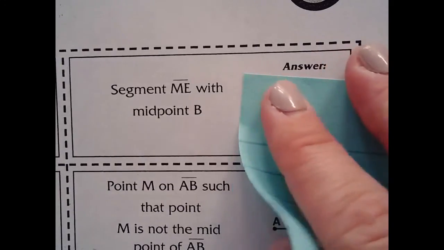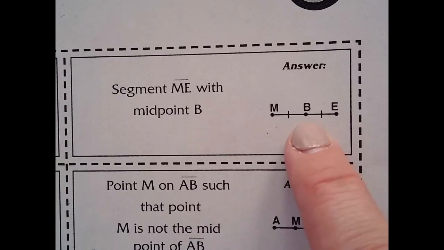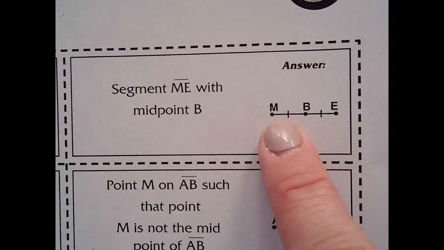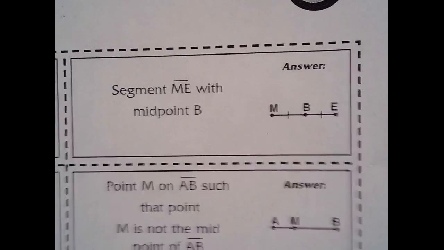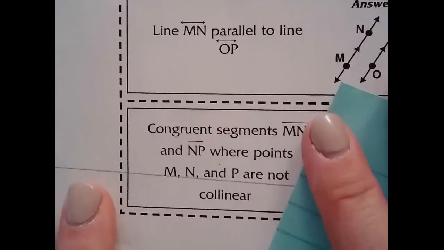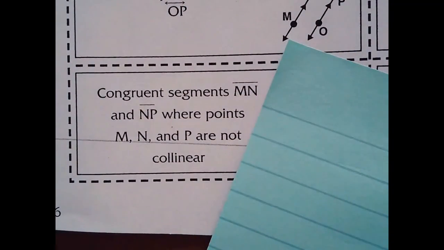Okay. Last one. I want you to try on your own before we start the homework. Congruent segments MN and NP, where points M, N, and P are not collinear. Try to draw that. So here's the one on the paper. Very similar.